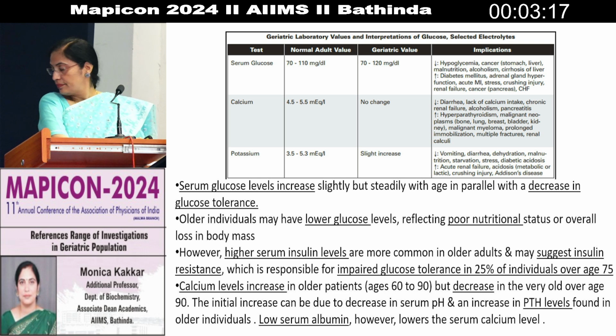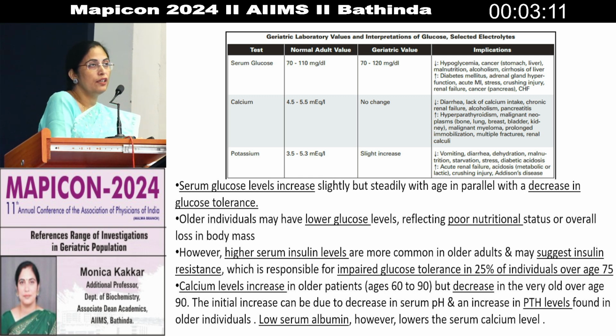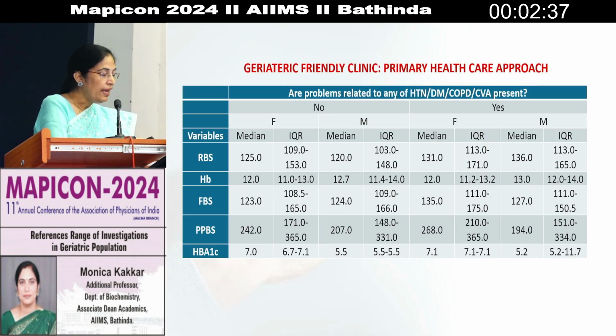But higher serum insulin levels are seen, which suggests that there is associated insulin resistance happening. This is probably responsible for the impaired glucose tolerance seen in around 25% of individuals over 75 years of age. Now, there is also a change in calcium: increased levels initially till 90, and beyond that there is a sudden dip. The increase could be attributed to a decrease in pH or increased levels of parathyroid hormone, which removes calcium from the bones in an attempt to increase blood calcium levels. However, the significant decrease in albumin does contribute to decreased calcium levels, so that could be a thing to watch for.